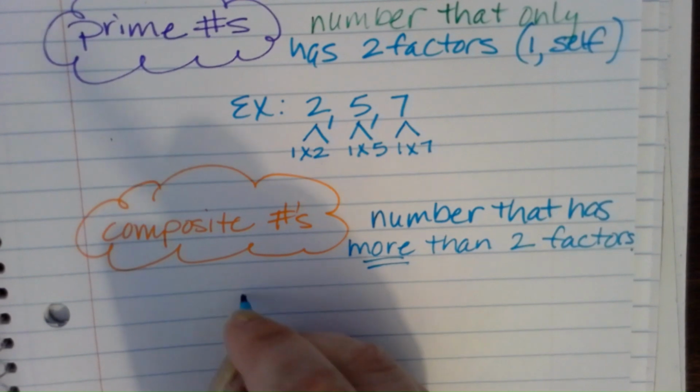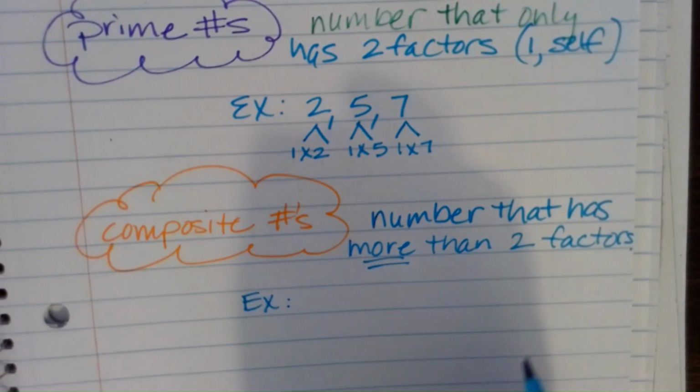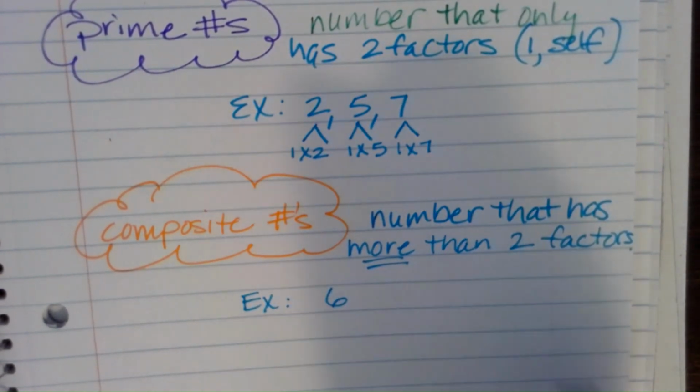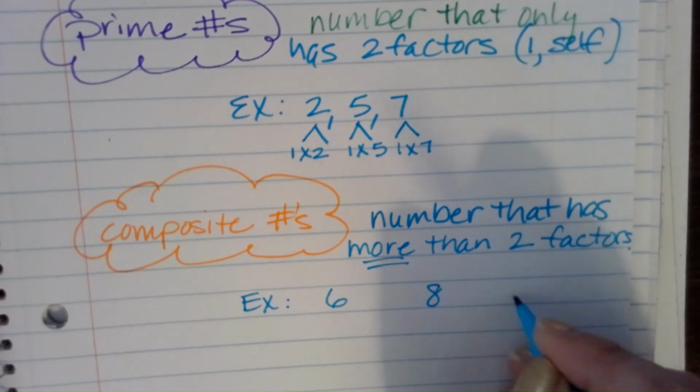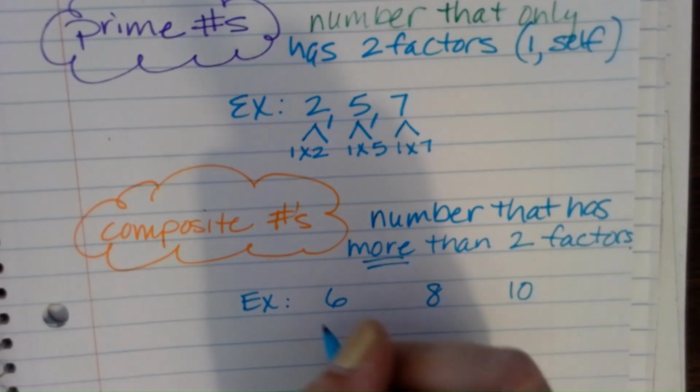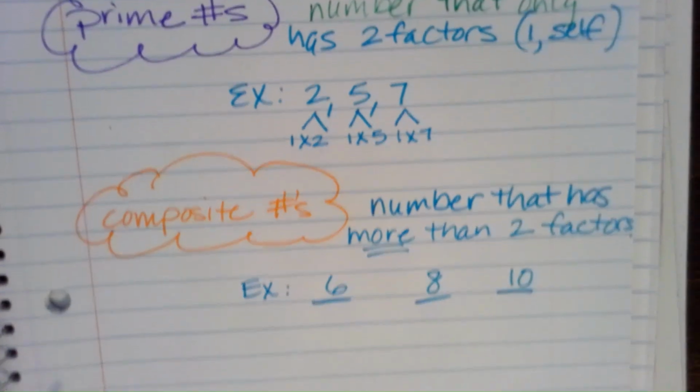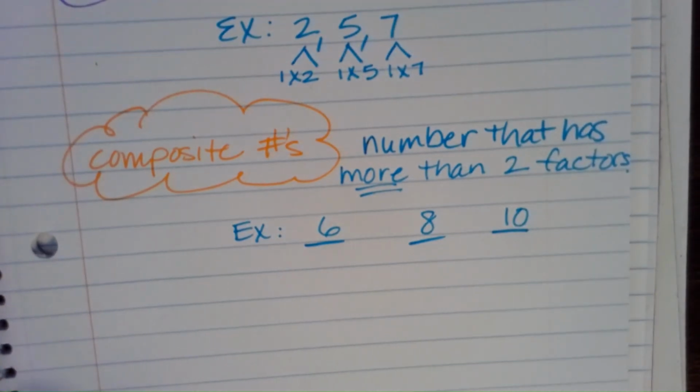Examples of this would be 6, 8, 10. I mean, there's lots of them, right? But these are just pretty fast, easy ones. Is everybody good? Yes. Should I pause for a second? Yes. I'm good. Okay. I'm good.